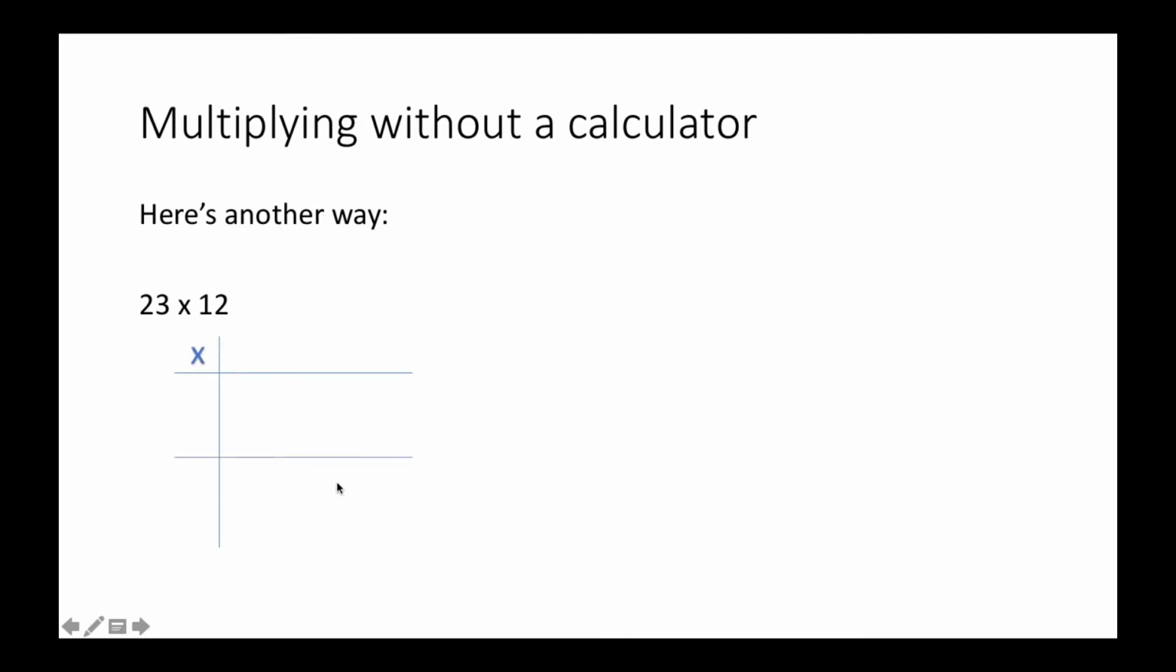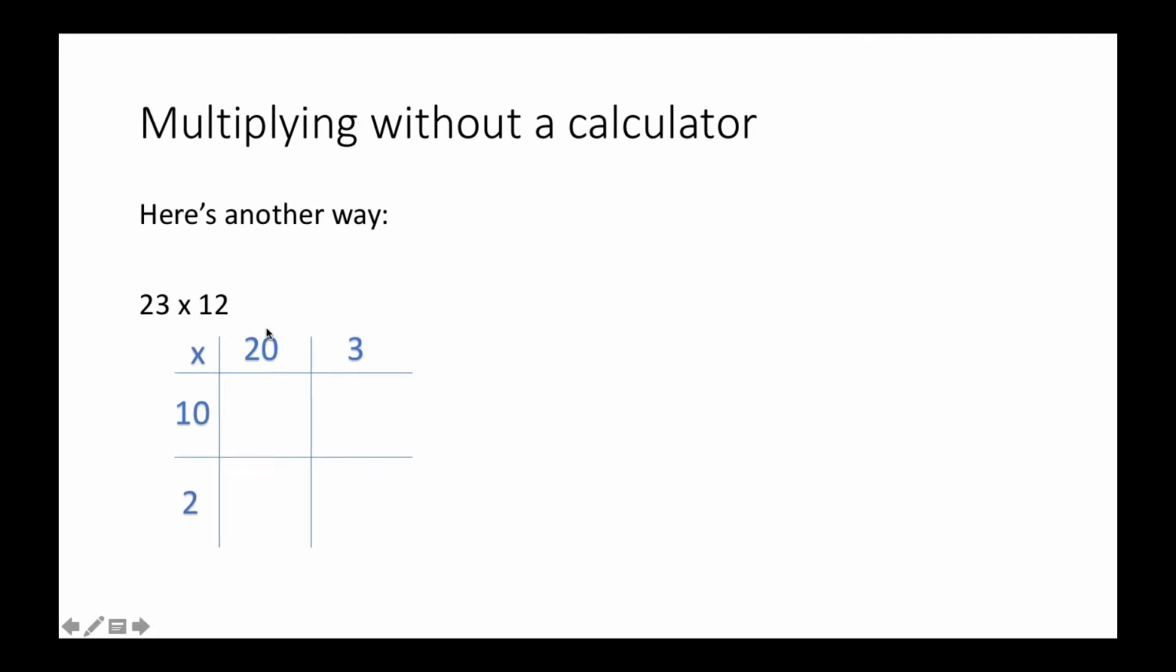Now, for the grid method, what we do is we draw a grid like this, and we split our numbers into tens and units. So if we have 23, we need to put 20 and 3. And if we have 12, we need to put 10 and 2. And then we need to multiply each of these.